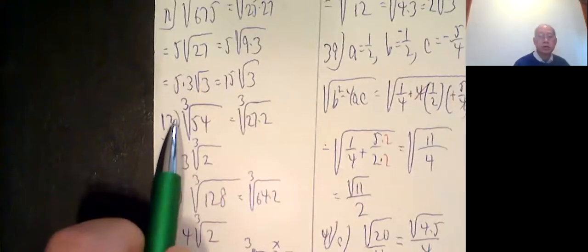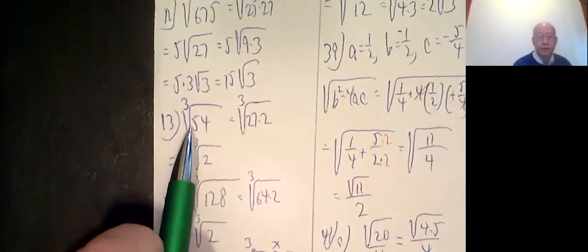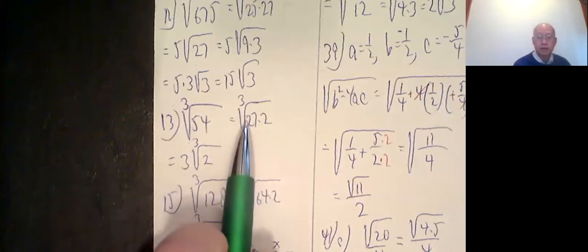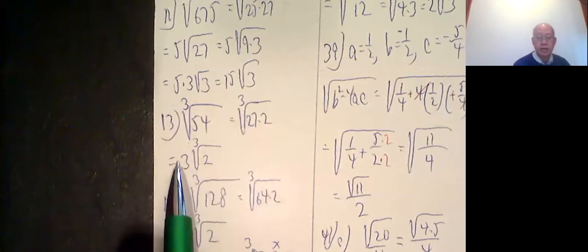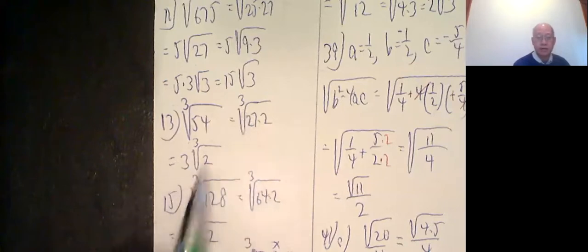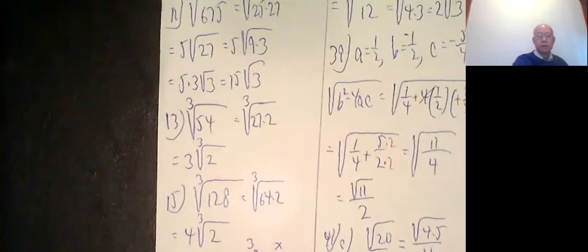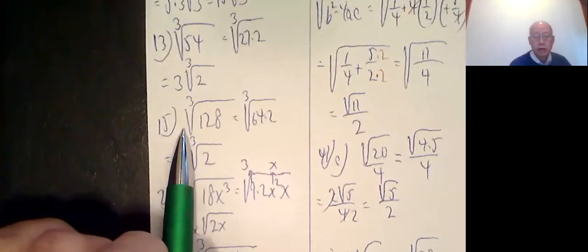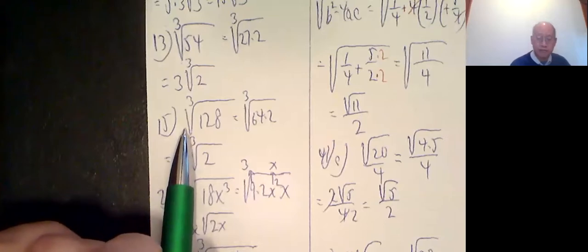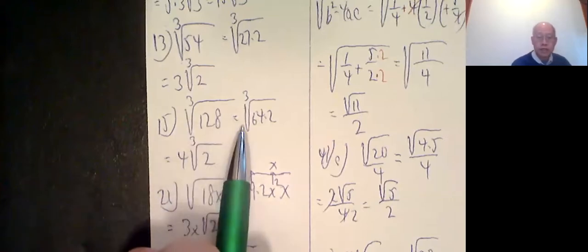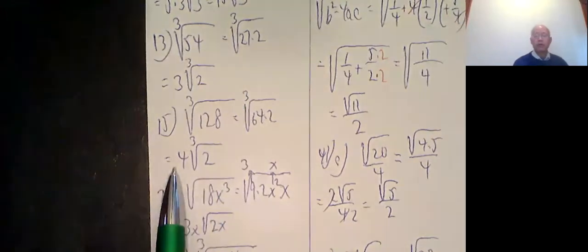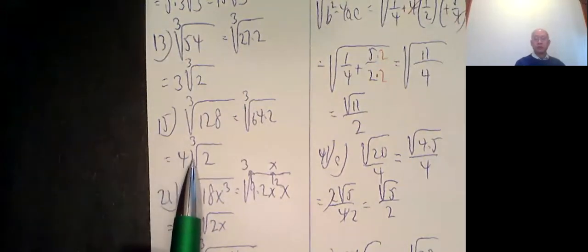Okay, 13 cube root of 54. So I have to think of perfect cubes, like 27. 27 times 2. The cube root of 27 comes outside and changes to 3, and stuck inside is a cube root of 2. The cube root of 128. So on my perfect cubes list is 64. Okay, 128 is 64 times 2. And then the cube root of 64 is 4, so 4 times the cube root of 2.